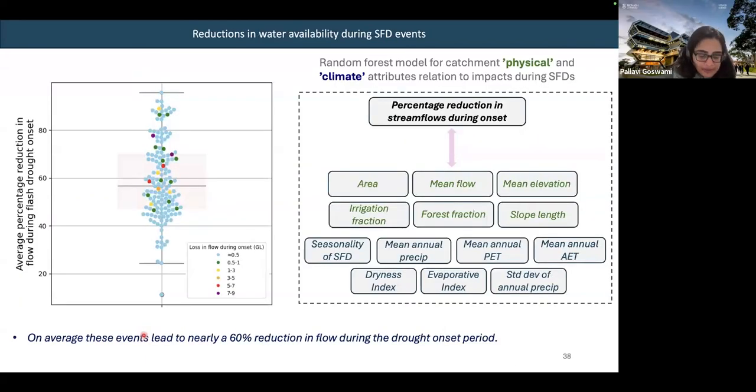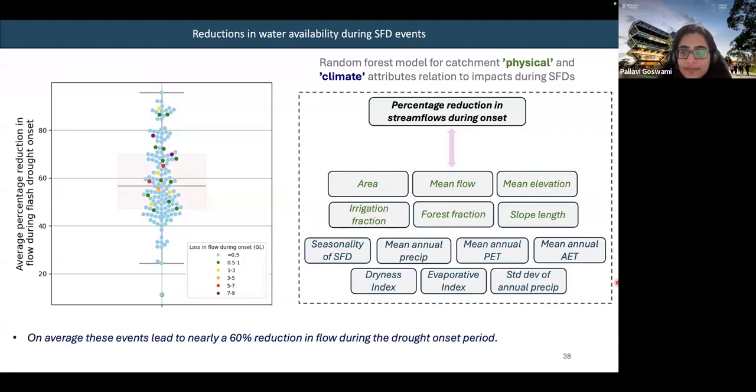Similar to the approach I showed earlier, I had a bunch of different predictors, and I was trying to see if I can model the percentage reduction in streamflows during onset. On the figure on the left, I was trying to see what the losses are in general when these events happen. As you can see, the median is very close to 60%, which shows that there is a significant reduction in streamflows.